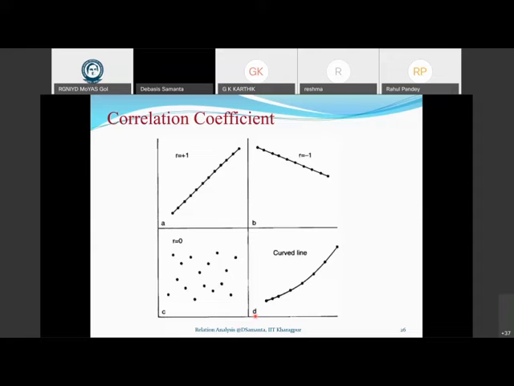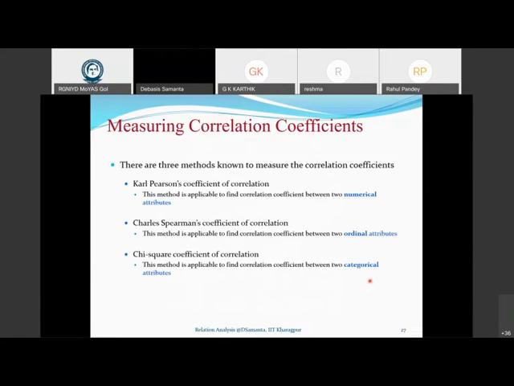Now, the points may not lie on a straight line, but on a curve. For example, in the last figure B, we can see all points lie on the curved line, right? But it is again a strong positive correlation. In this case also, the value of R equals 1. Where there is a positive slope, R equals +1, and when there is a negative slope, R equals -1. And when random points are given, no line can be drawn, so R equals 0. So this is the concept.